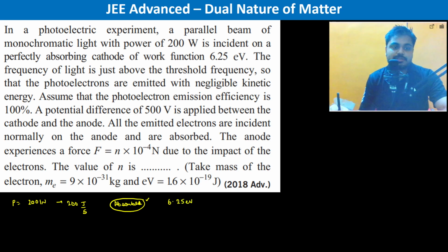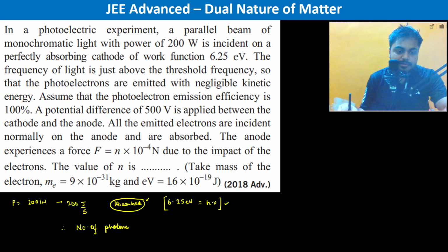The frequency of light is just above the threshold frequency, so that the photoelectrons are emitted with negligible kinetic energy. So this is basically h nu or hc by lambda, because each photon is just barely able to eject an electron. So therefore 6.25 electron volt is the energy of each incident photon. So therefore we can find out the number of photons falling per second.